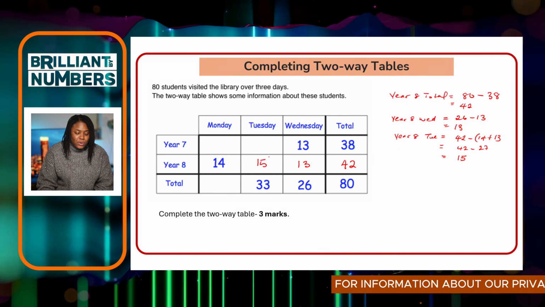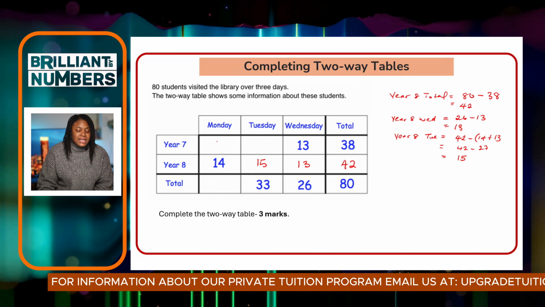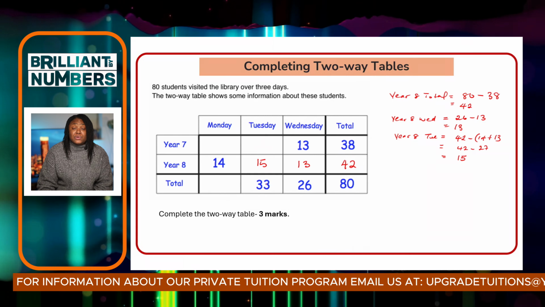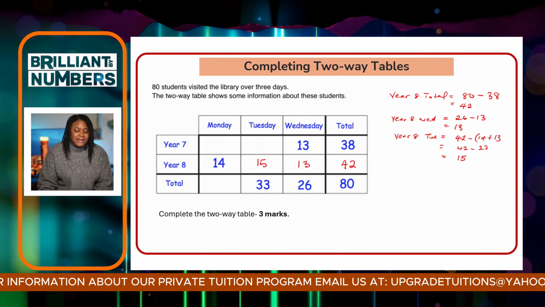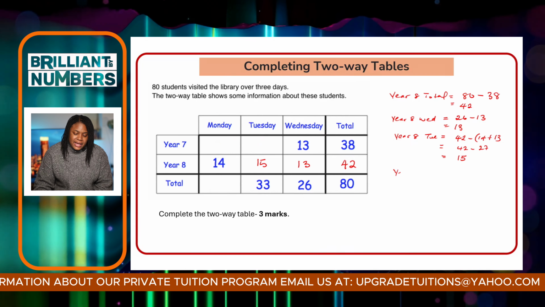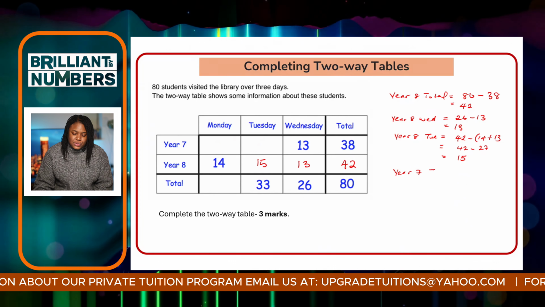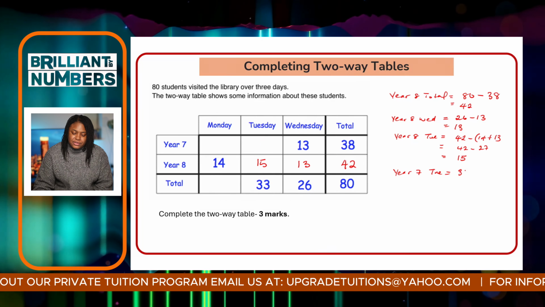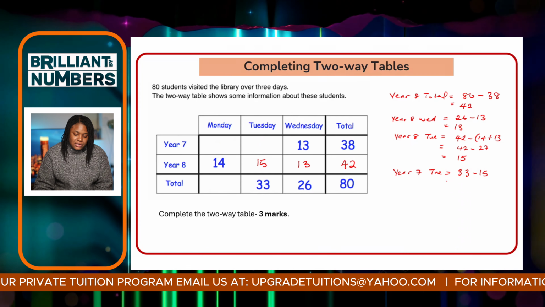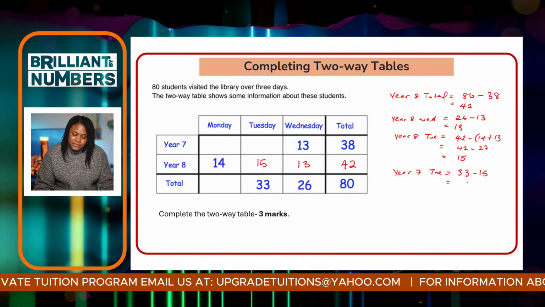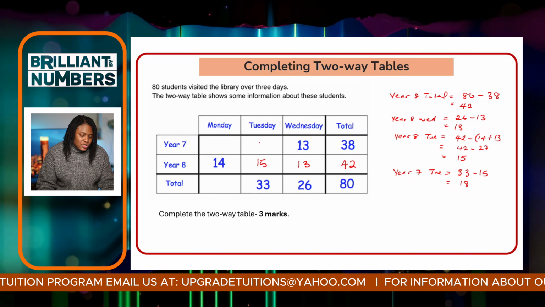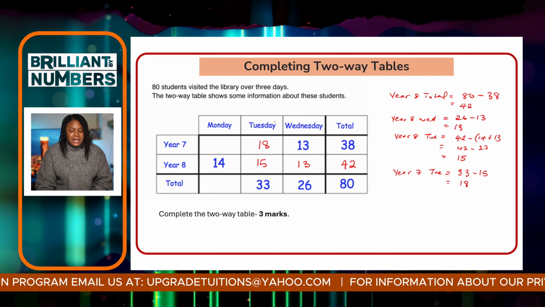I can see now that I can also fill in year 7 for Tuesday, since I know the total is 33 and I've got 15 here. So year 7 Tuesday will be equal to 33 take away 15. So 33 take away 15 is 18. So I put that in on my table.